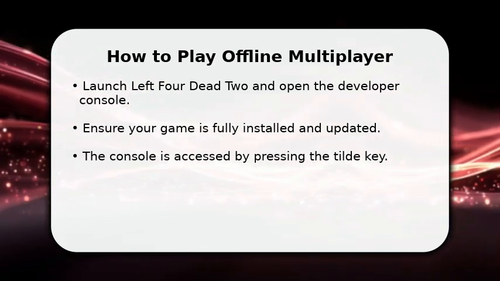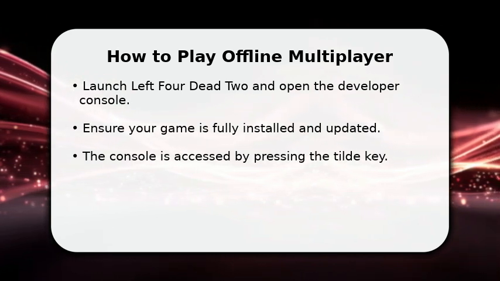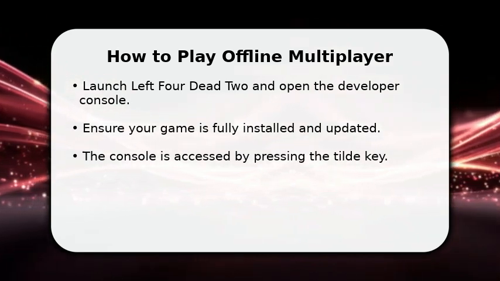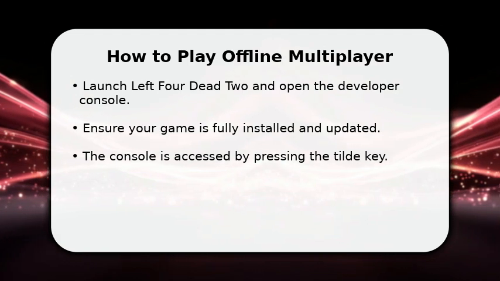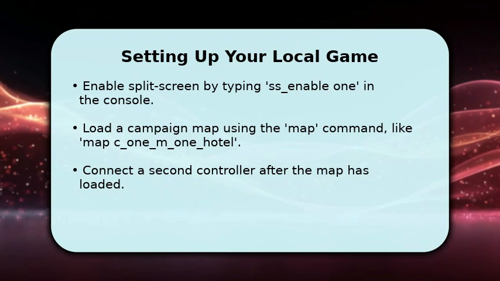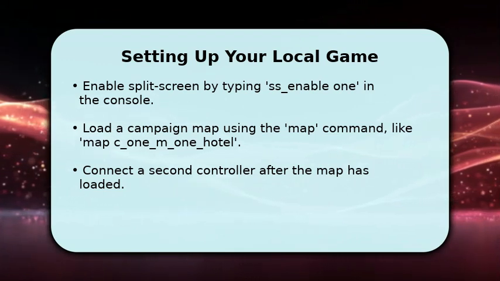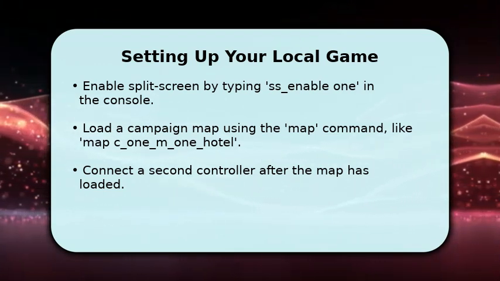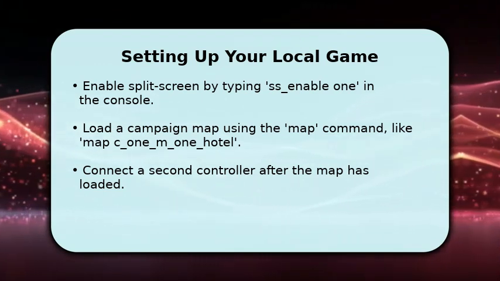This console is where you will enter commands to set up your local game. We will begin by preparing the server for your friends to join. Now let's get your local server running. Type SS Enable 1 into the console and press Enter. This command activates the split screen feature.